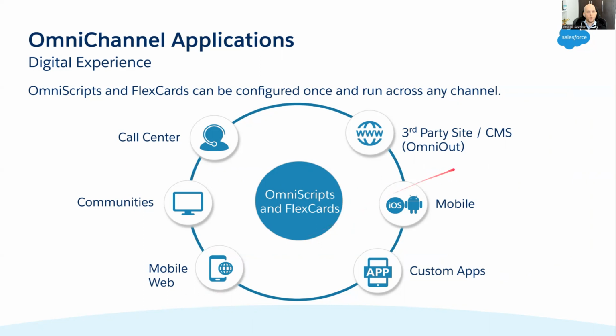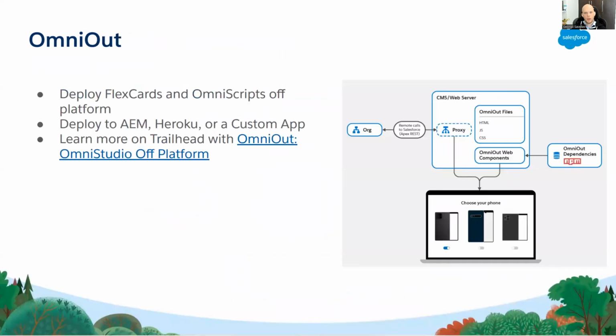And then if we're using the Salesforce mobile app or mobile publisher, we can drag and drop and embed those components there. Or if we have any third-party mobile apps or websites, we could deploy the OmniScripts and Flex cards to those third-party mobile apps and web servers with OmniOut. And if you're interested in OmniOut, here's a diagram of how it works. Basically, the OmniScript and FlexCard LWCs become web components, and then at runtime, it will do API calls to Salesforce to, for example, invoke an integration procedure.